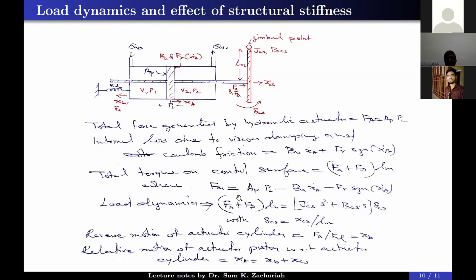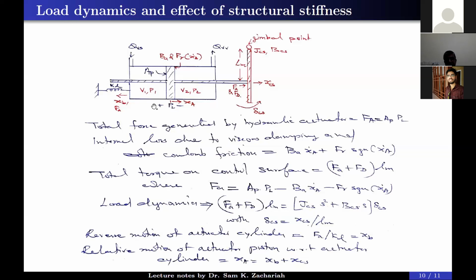Now, the reverse motion of the actuator. While we are doing this, a forward force acts on the control surface, and an equal and opposite force will go from the actuator cylinder to its mounting structure. So the same F_A, here also F_A. That F_A will act across the K_L, which will produce a finite backward motion X_B, B for bracket, basically F_A by K_L. So finally, there is a reverse motion of the cylinder and a forward motion of the piston.